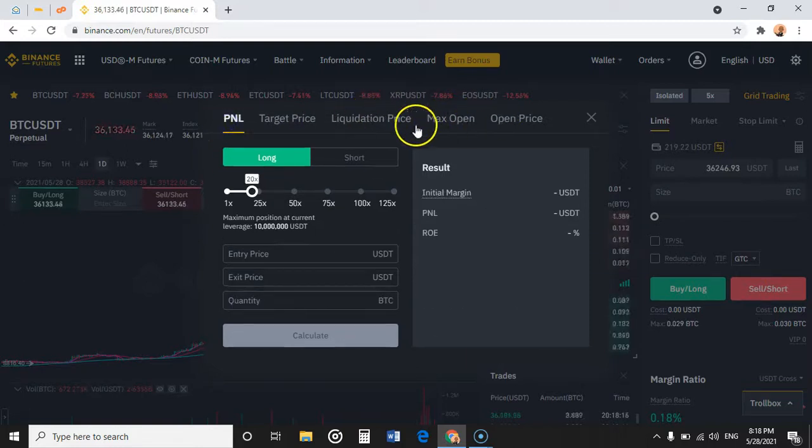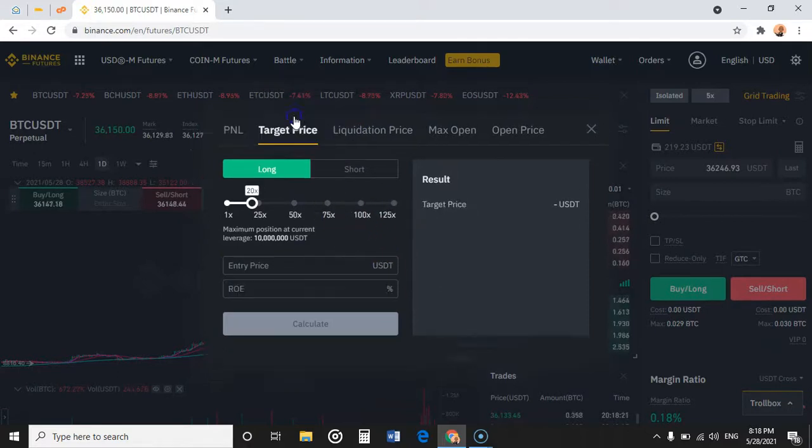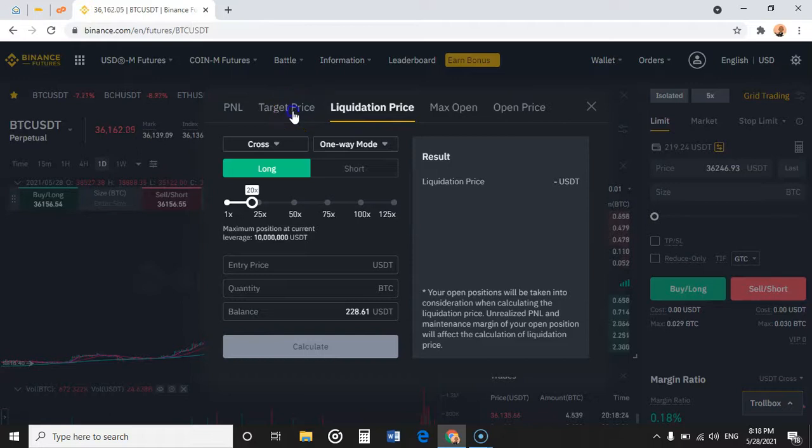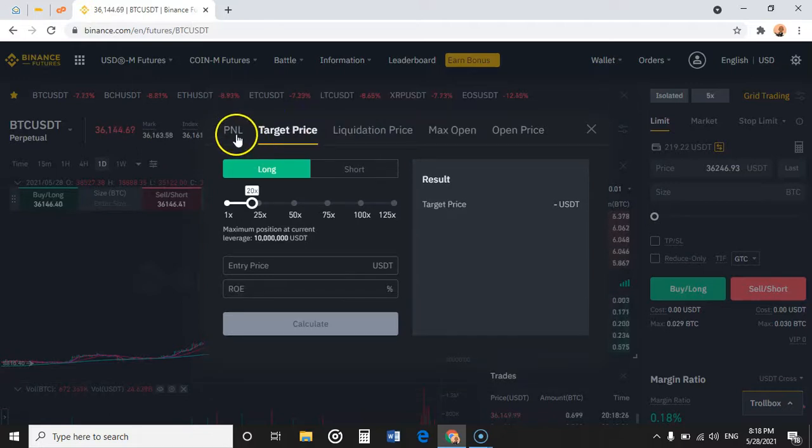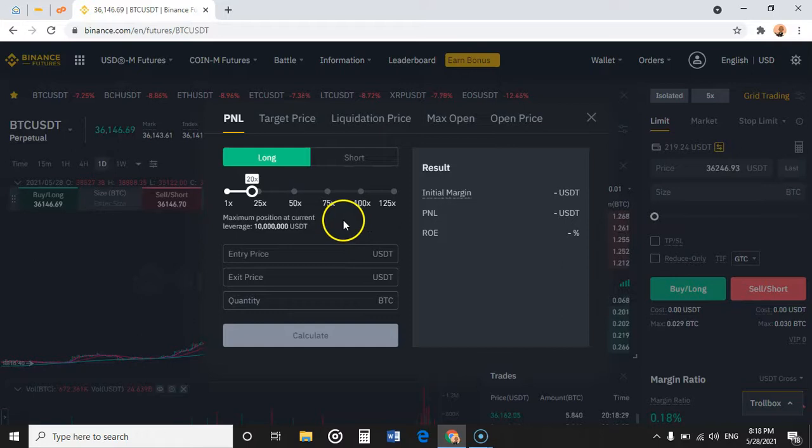Okay, but I think the thing that most traders use it for is the liquidation price, target price, and the PNL. Okay, that is the most useful part of this calculator. Okay, so I want you to go on Binance now and see how you can play around with this. It's something like a demo, like you are trying to play around with figures to know what your potential profit could look like, and what your potential loss will look like at the same time.